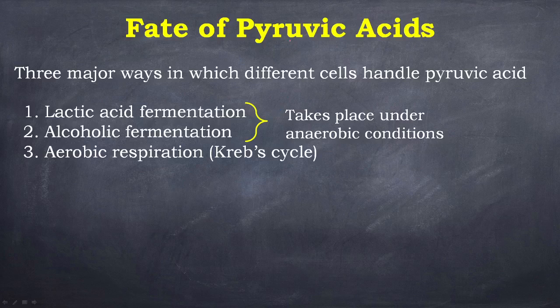What is the metabolic fate of the pyruvic acid? What happens with the pyruvic acid? It depends upon the metabolic need of the cell, right? Different cells can handle pyruvic acid in different manners. There are three major ways in which different cells handle pyruvic acid.